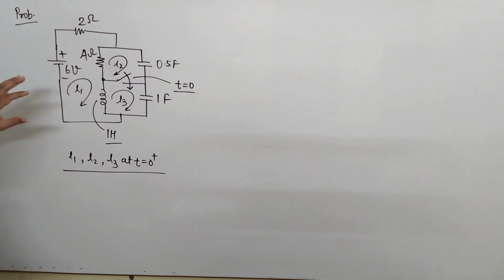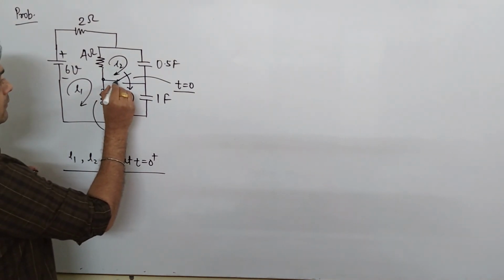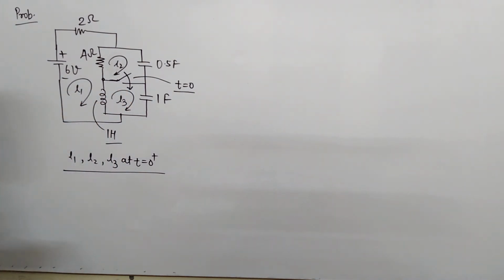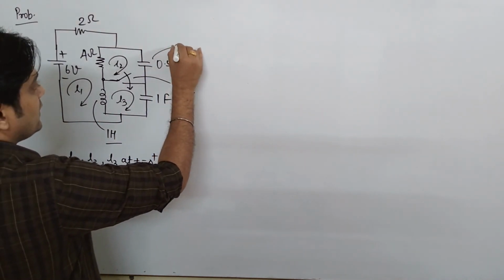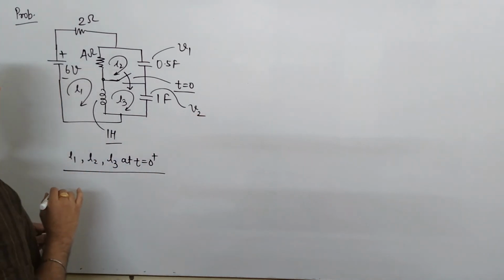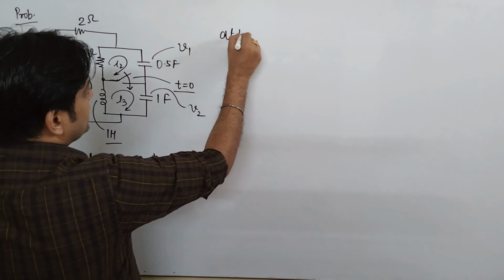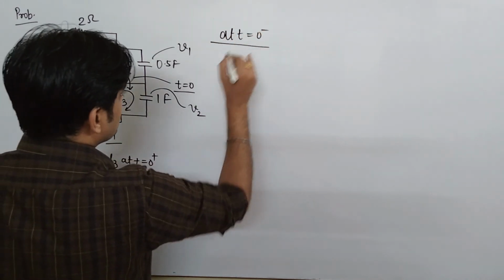However, in this problem they have only asked about the current I2, but we have solved this problem for finding out I1, I2, I3. I have just broadened this problem to understand how the different currents can be found. Here I will take this voltage as V1 and here this voltage as V2.